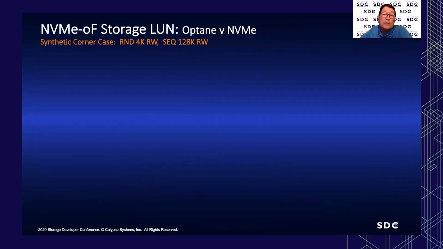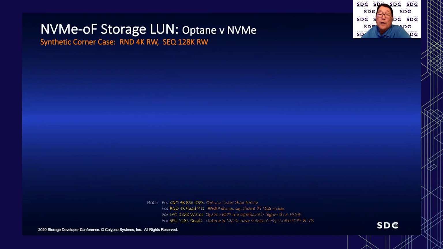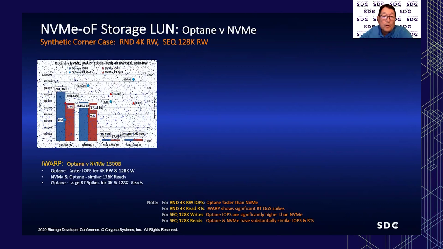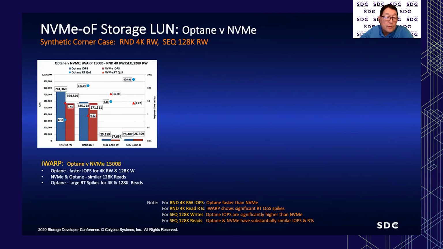Okay, let's look at NVMe storage LUNs and compare the Optane to the NVMe. Looking at the corner case test for the iWARP, you can see that Optane, the blue, is faster than the red for random 4K write and for 128K write, and nominally for 4K read, but they are the same for sequential 128K read. So again, blue is Optane, red is NVMe. Blue is faster than red for the first 3 cases, but equal on the right side for sequential 128K reads.